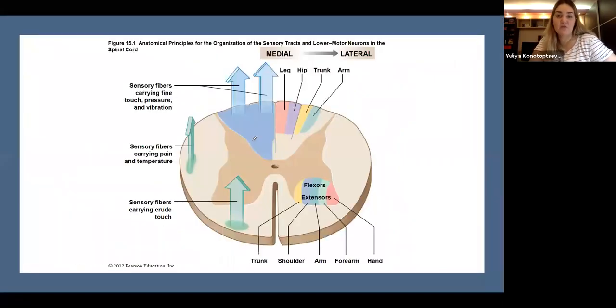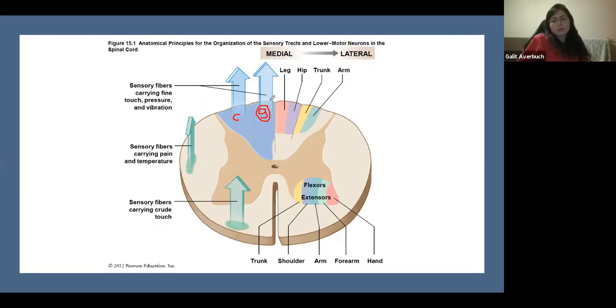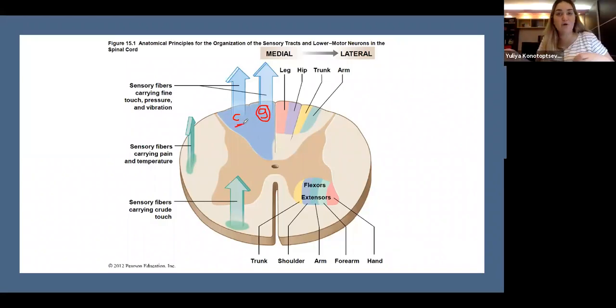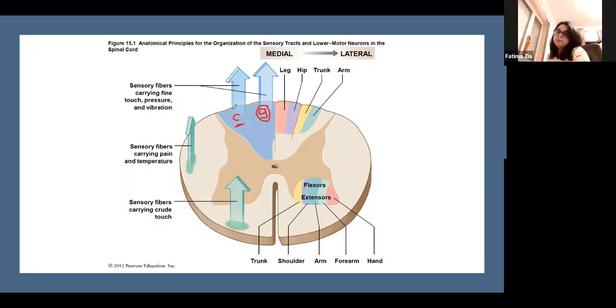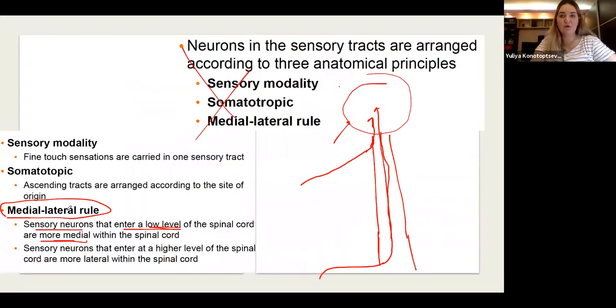So you remember we have said that we have the gracilis and we have the cuneatus, the two sensory tracts, right? Gracilis carries information from where? From upper limb or from lower limb? Lower limb. Yes, because it is located medially. Cuneatus, does it carry information from lower limbs or from upper limbs? From upper limb, because it is located laterally. So do you understand this medial lateral rule?